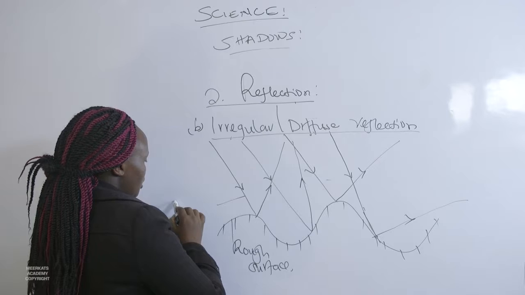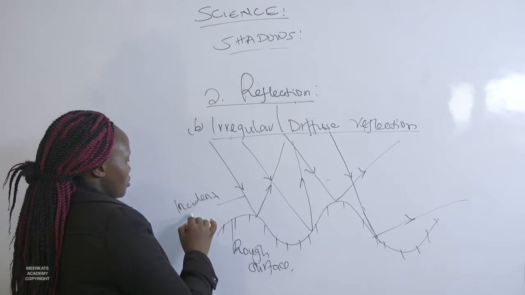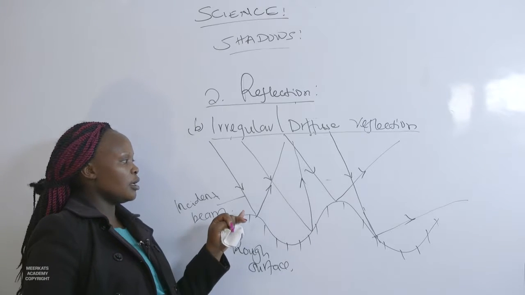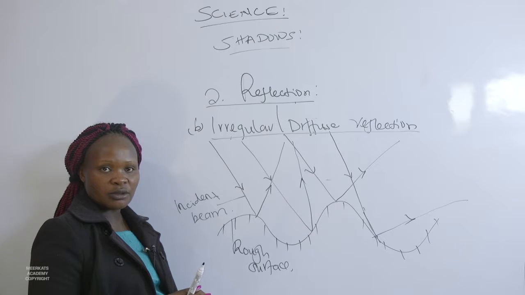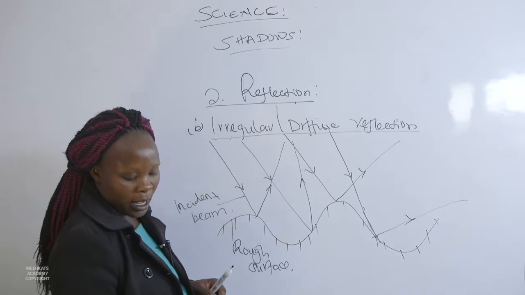This one is the incident beam. And like you can see, the reflected rays are in different directions, so you cannot actually collect them to form a beam.